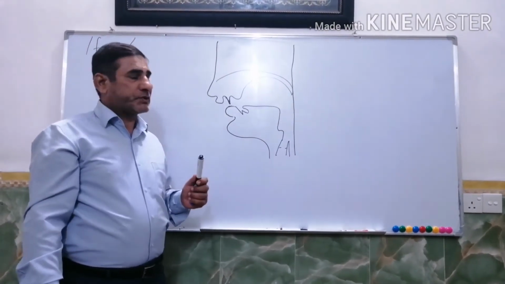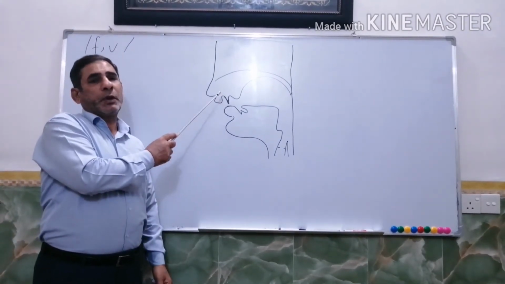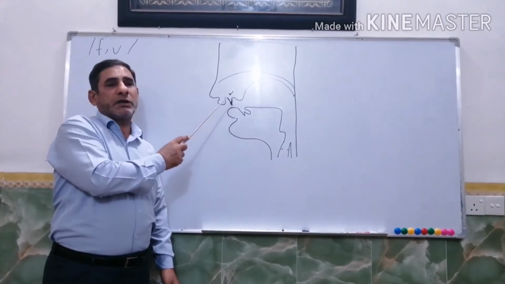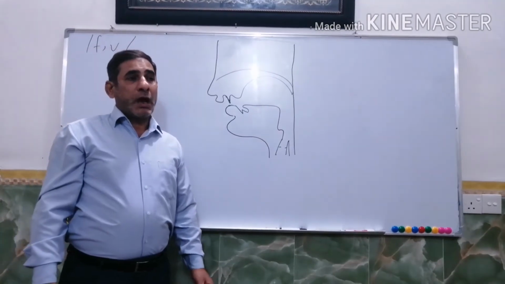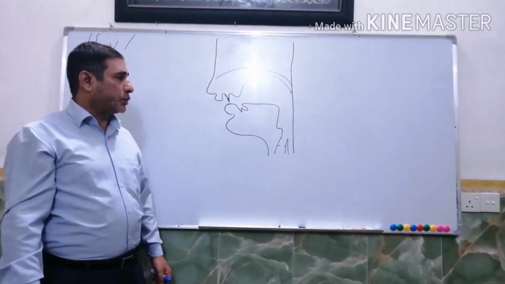So the second point says the lower lip is very close to the upper front teeth. This forms the narrowing. And when the breath passes through this narrowing, it passes with friction. This is the second point. Now we move to the third point. Here, in the third point, what do we have?